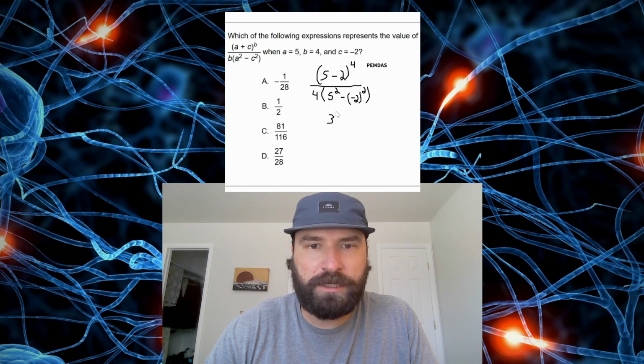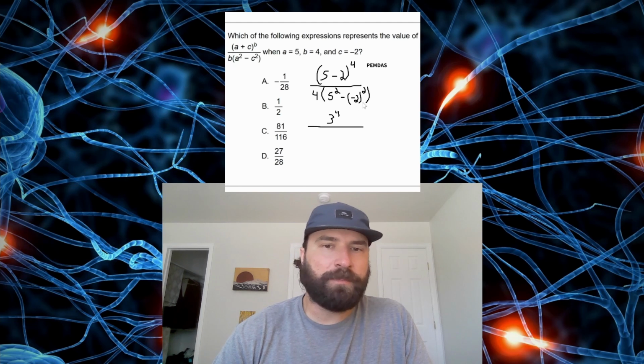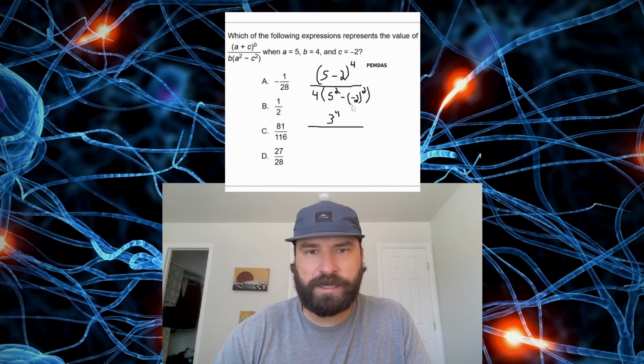That's going to be 3 to the 4th. We got rid of our parentheses on top. And then we've got parentheses on the bottom, but there are exponents inside of the parentheses that we're going to have to do before we can do the subtraction like we did up there. So our next step is actually going to be to do the exponents inside of the parentheses on the bottom. So I'm going to leave this 4 on the outside.